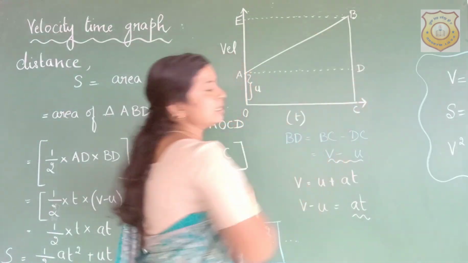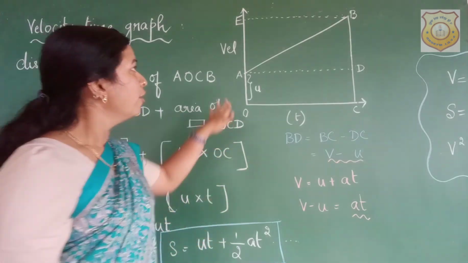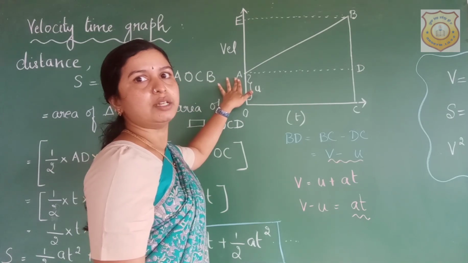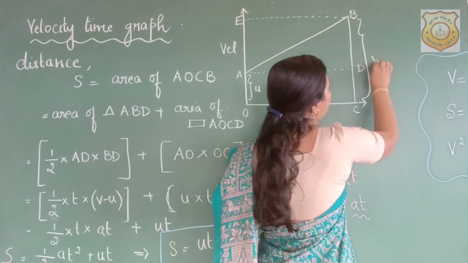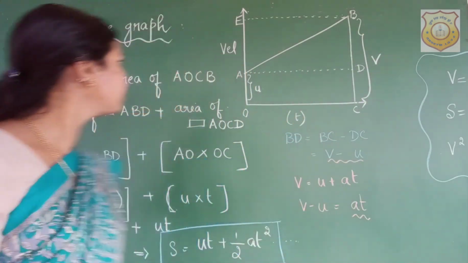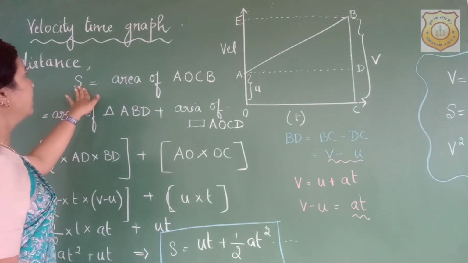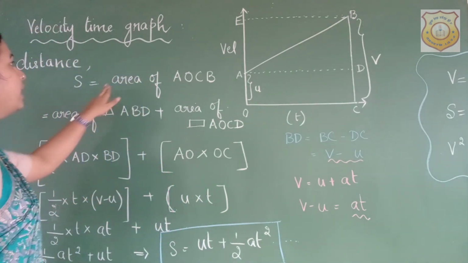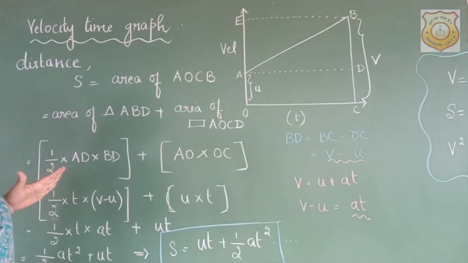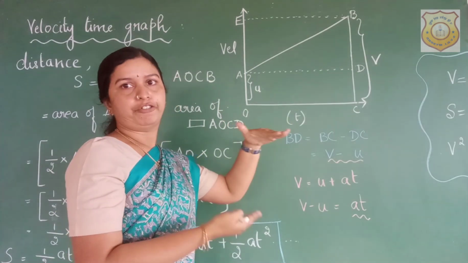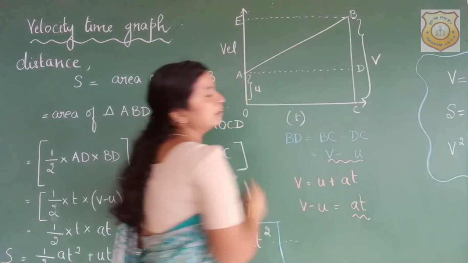So this area is what we are going to find to calculate the distance travelled by this object which has an initial velocity u, and here it has a final velocity v. Alright? So this is the velocity time graph, and if you can see here, distance S is nothing but the area of the figure AOCB. If you see this figure, we can divide it into two different figures. We can divide it into a triangle plus a rectangle.